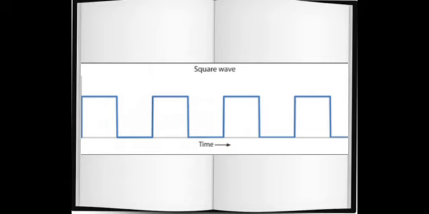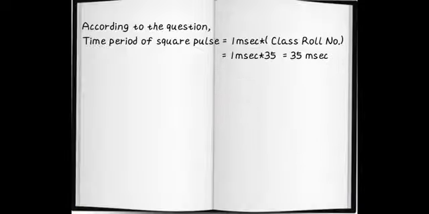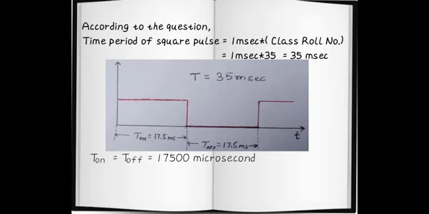So the square pulse will be like this. Now, as we know, the frequency of the crystal oscillator of the commonly used 8051 microcontroller is 12 megahertz, and 12 pulses are required for the machine cycle. So each machine cycle is of 1 microsecond time period. According to the question, the time period will be calculated like this: 1 millisecond into class roll number, and my class roll number is 35, so it will be 35 millisecond. So the graph will be like this: T on and T off both will be equal to 17,500 microsecond.